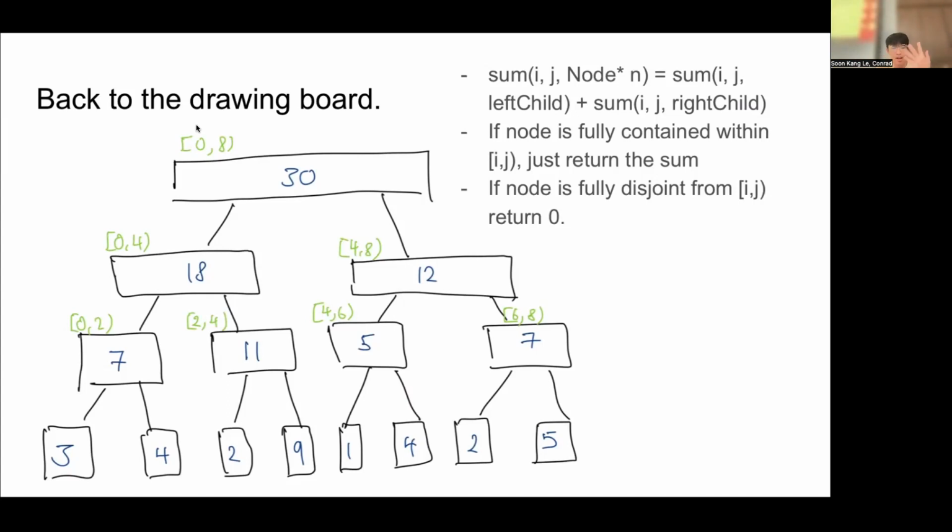Okay, so maybe I'll just step through it. I'm interested in the sum from 0 to... I'm going to label this first: 0, 1, 2, 3, 4, 5, 6, 7. I'm interested in the sum from 1 to 6, for instance. So what I do is I call sum 1 to 6 on this node.